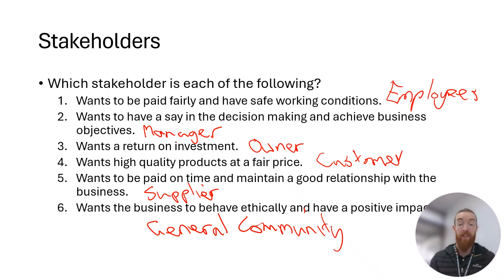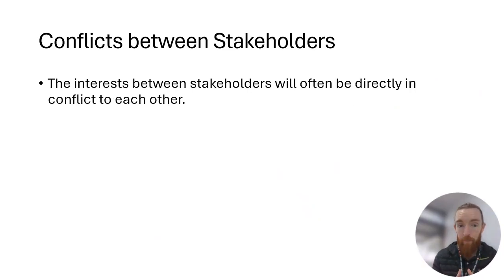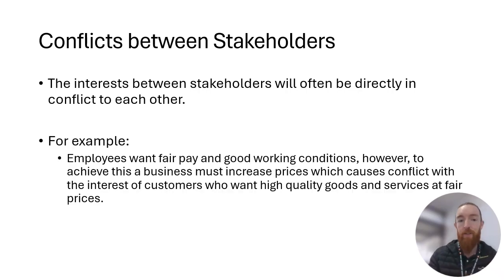What's really important with stakeholders, we've got all these different stakeholders, and what we need to know and be able to talk about is the potential conflicts between them. So the interests of stakeholders will often be directly in conflict with each other. For example, employees, like we said before, want fair pay and good working conditions. For a business to achieve this, they might need to increase prices. That's going to cause conflict with customers because customers want high quality goods at fair prices. So that's a direct conflict.